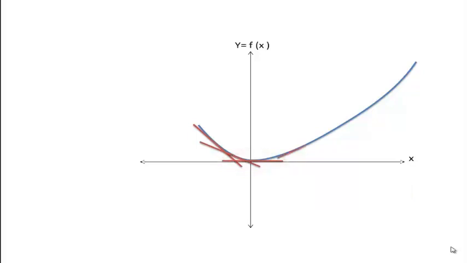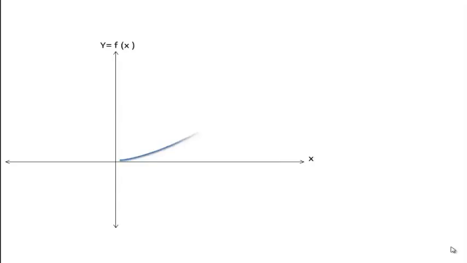And here your slope starts increasing. Here your slope is increasing even more. So here the slope is changing the entire time. So how can I find the slope of this curve? Let us draw another curve, and I want to find the slope of the curve at this point. What can I do? We need 2 points to find the slope.